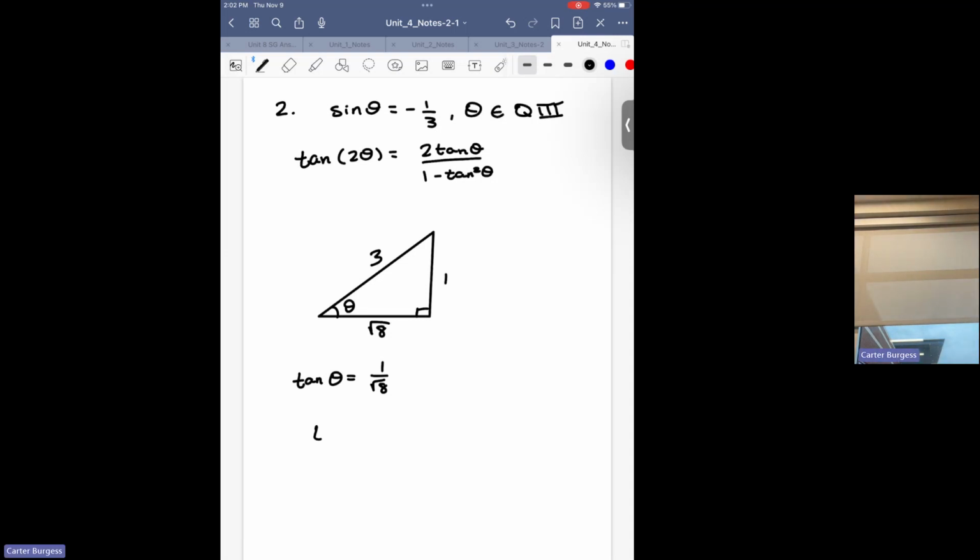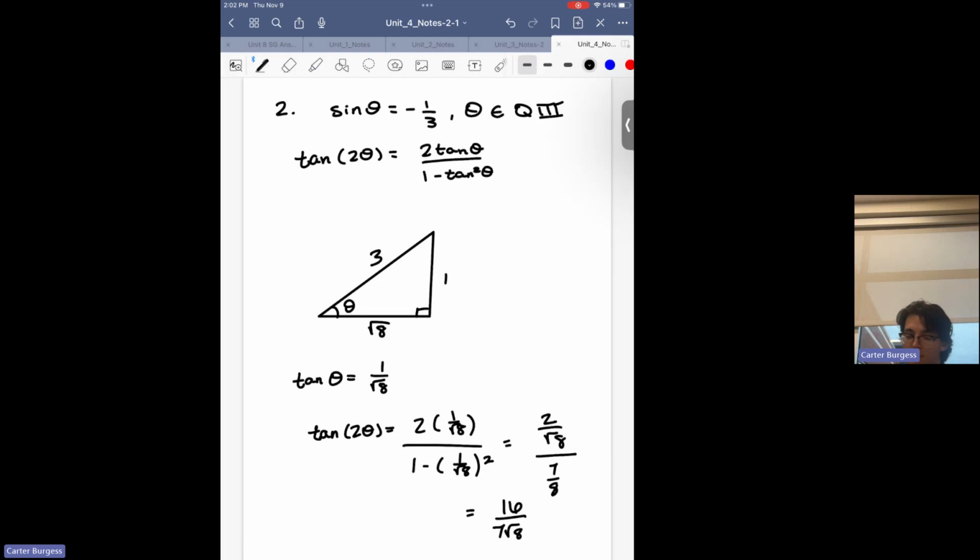All right, so tangent of 2 theta is 2 times 1 over root 8 over 1 minus (1 over root 8) squared. You can box this. That is fine. We can clean it up a little bit, though. This is 2 over root 8 over 1 minus 1 over root 8 squared. 1 minus 1/8 is going to be 7/8. And multiplying by the reciprocal, I get that this is 16 over 7 root 8, which does simplify a little bit more, but this is great.